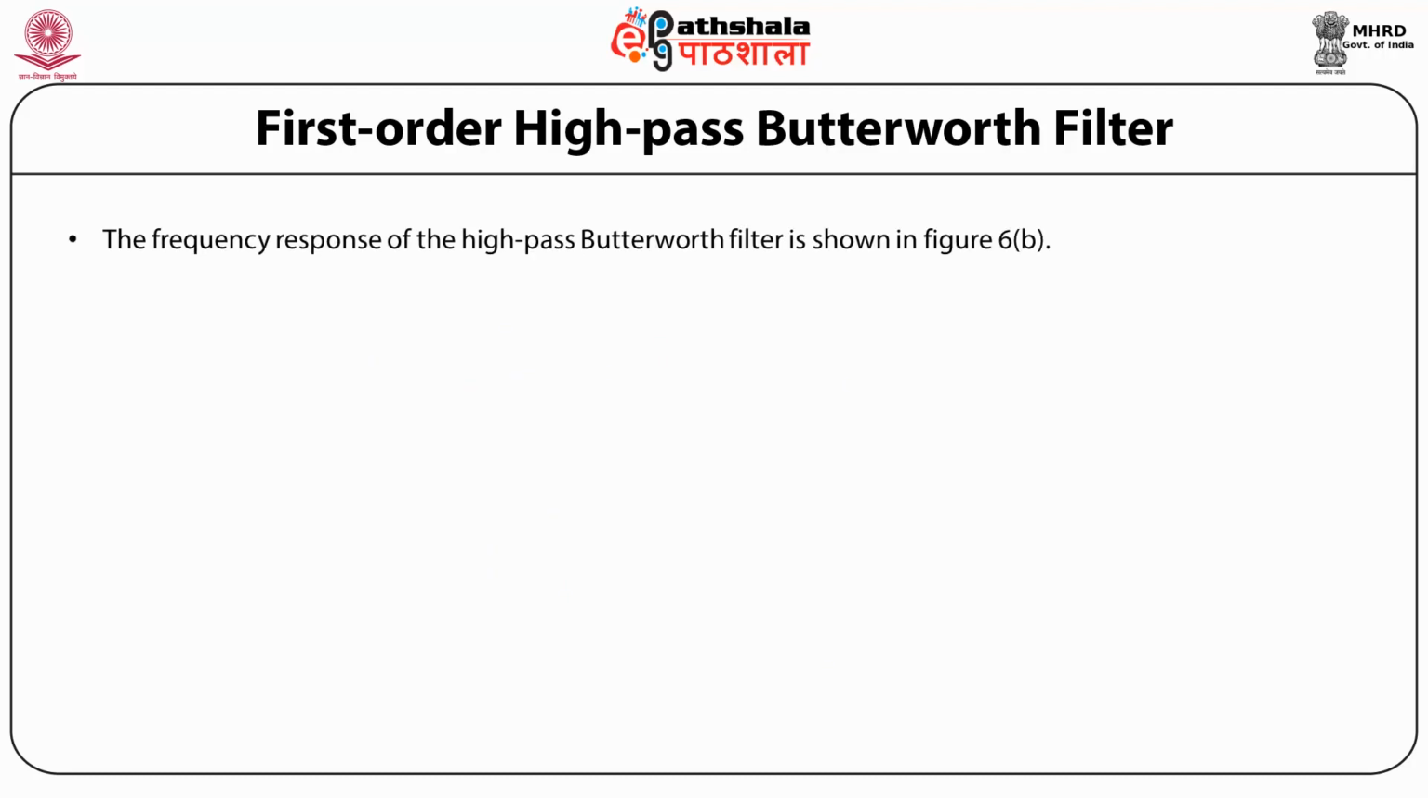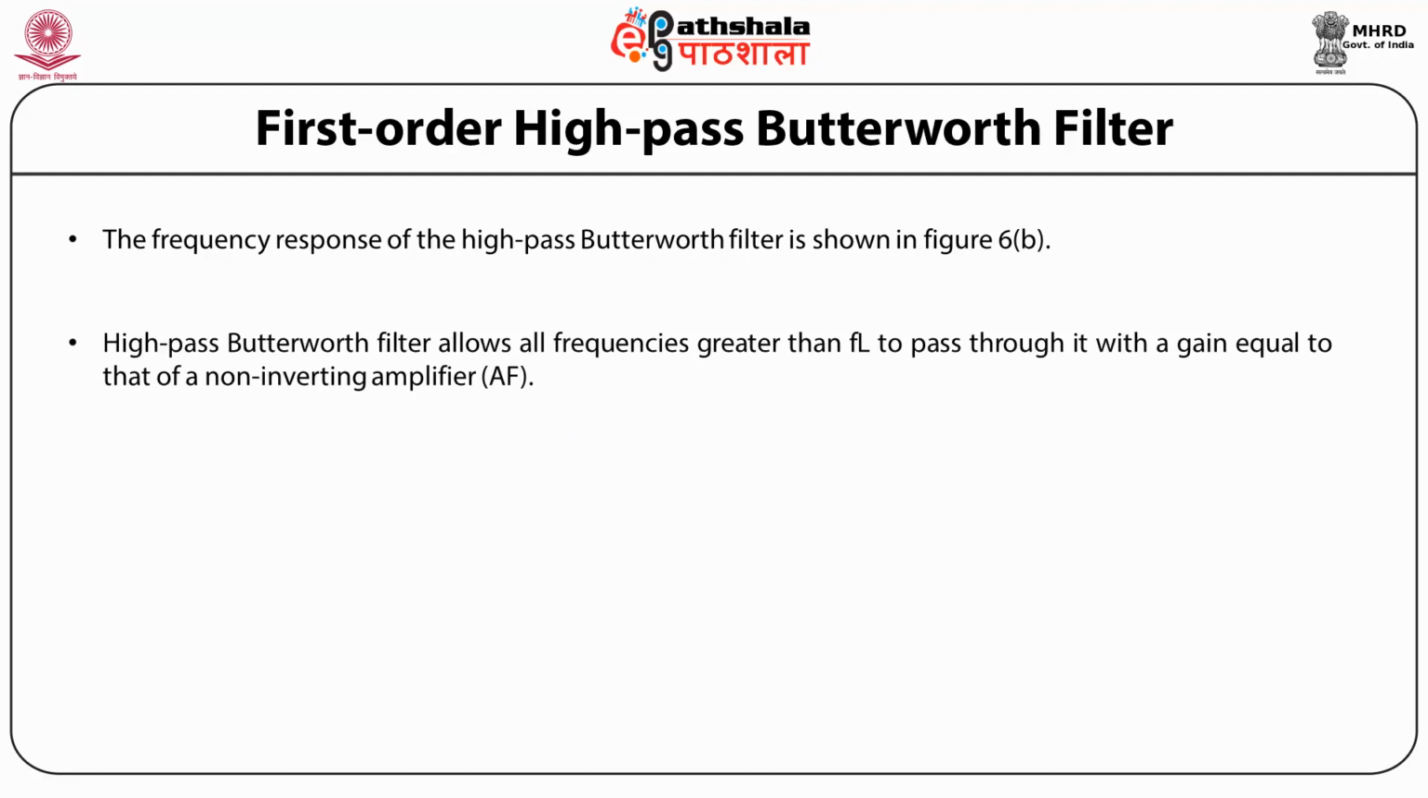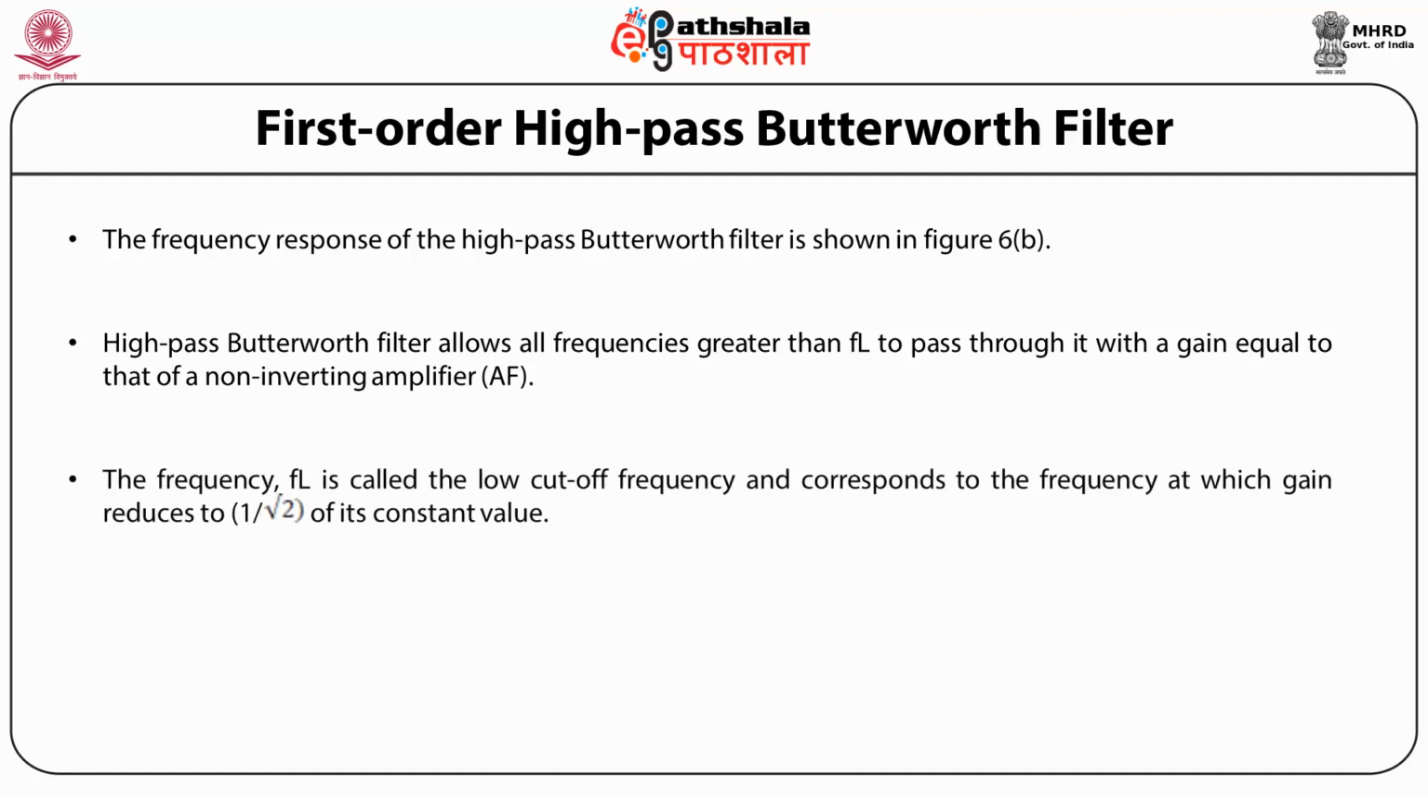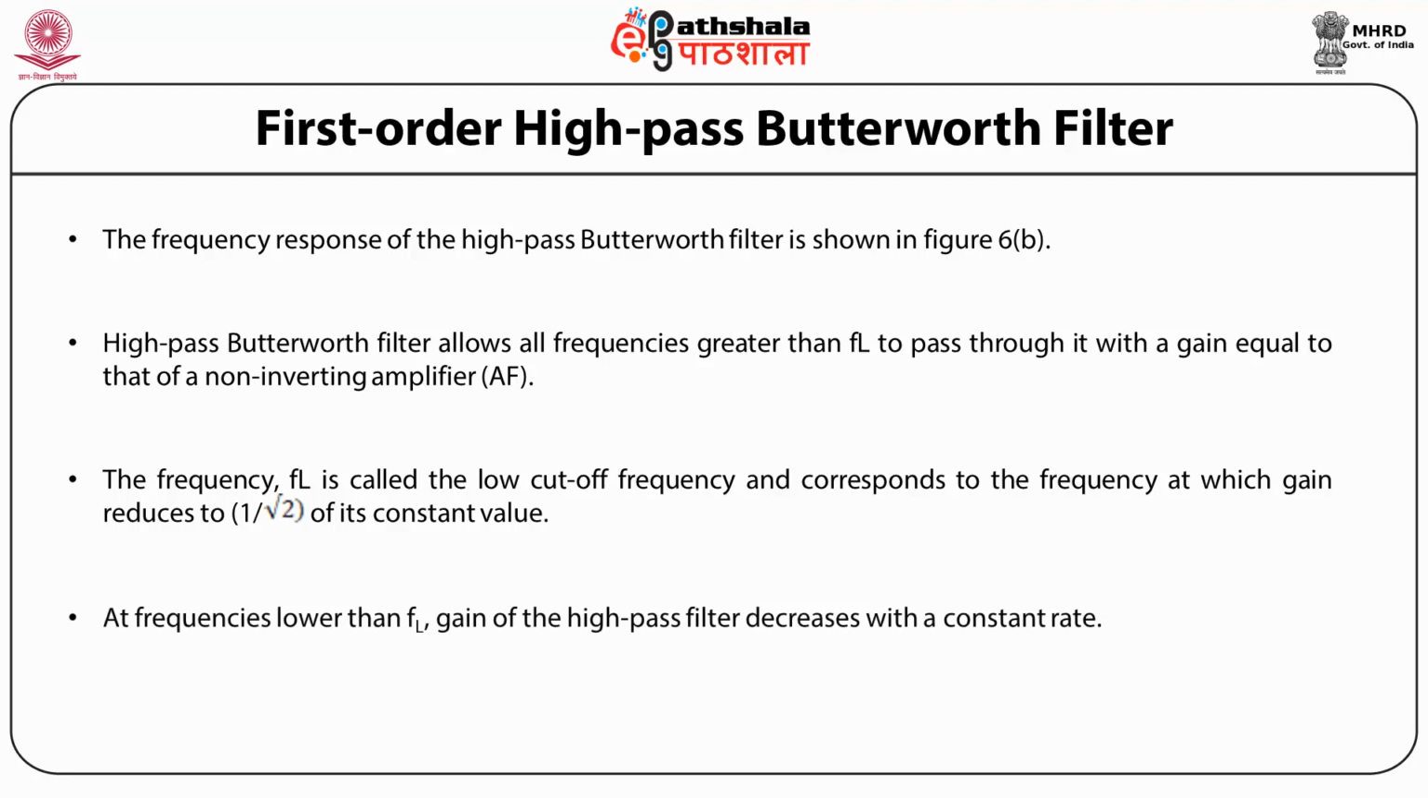The frequency response of the high pass Butterworth filter as described is shown in the figure. High pass Butterworth filter allows all frequencies greater than fL to pass through it with a gain equal to that of a non-inverting amplifier, that is AF. The frequency fL is called the low cutoff frequency and corresponds to the frequency at which gain reduces to 1 by square root of 2 of its constant value. At frequencies lower than fL, gain of the high pass filter decreases with a constant rate.